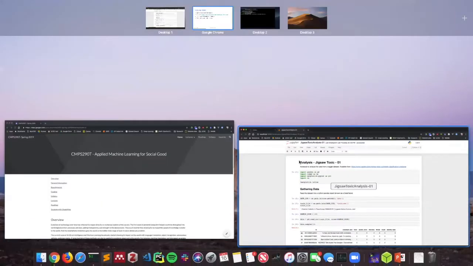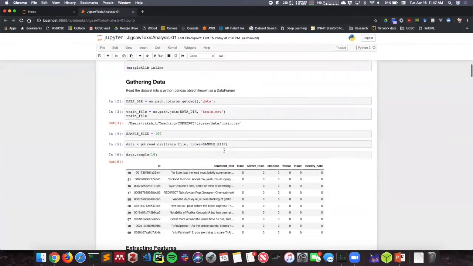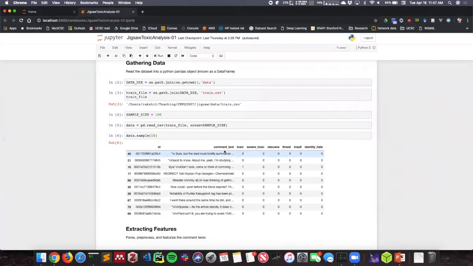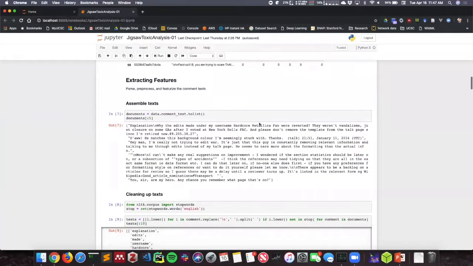So I'll move back to the same problem that we were working on. Before I describe model definition, were there any particular questions in how we reached this stage?